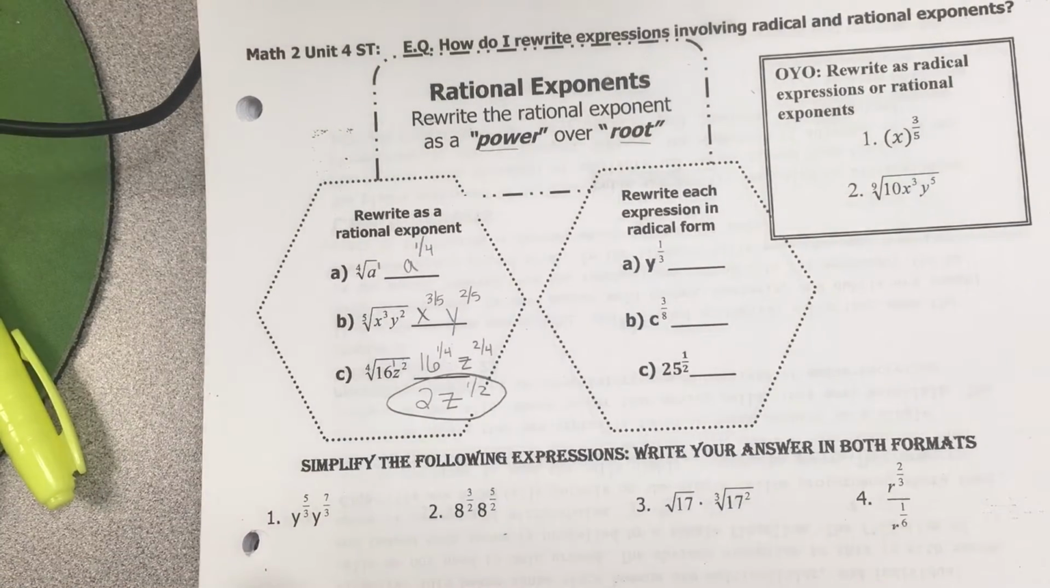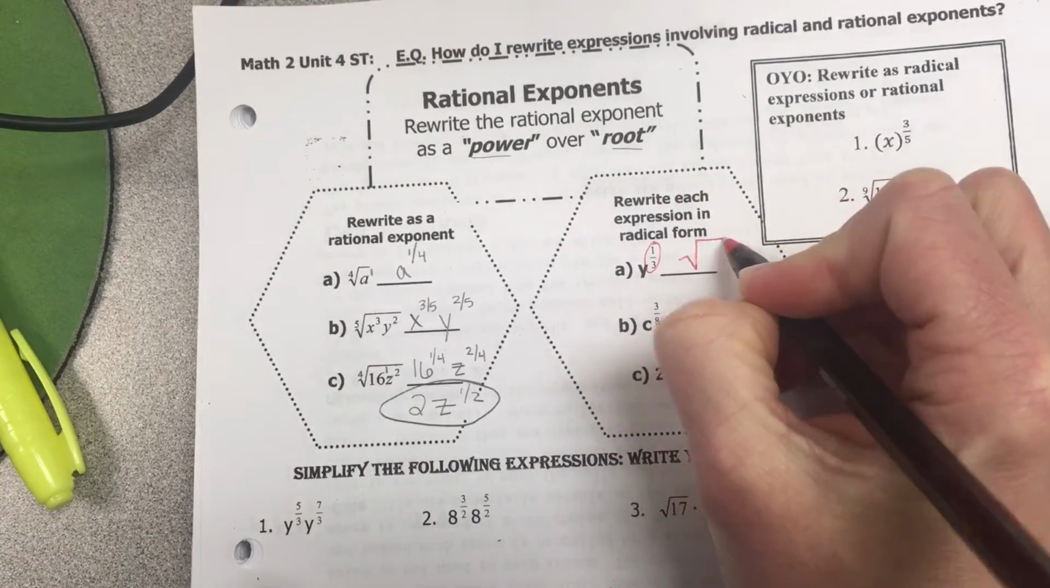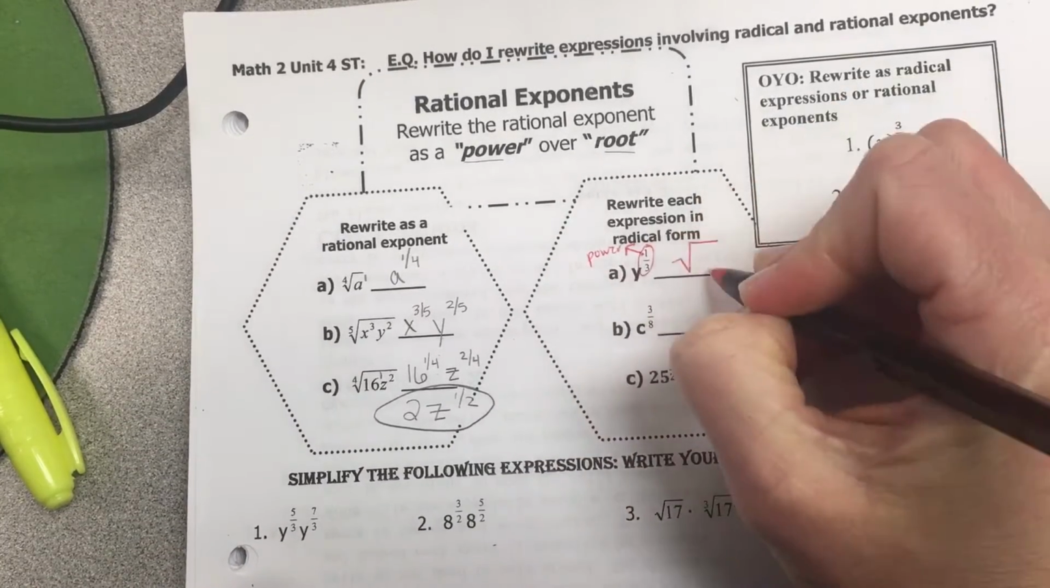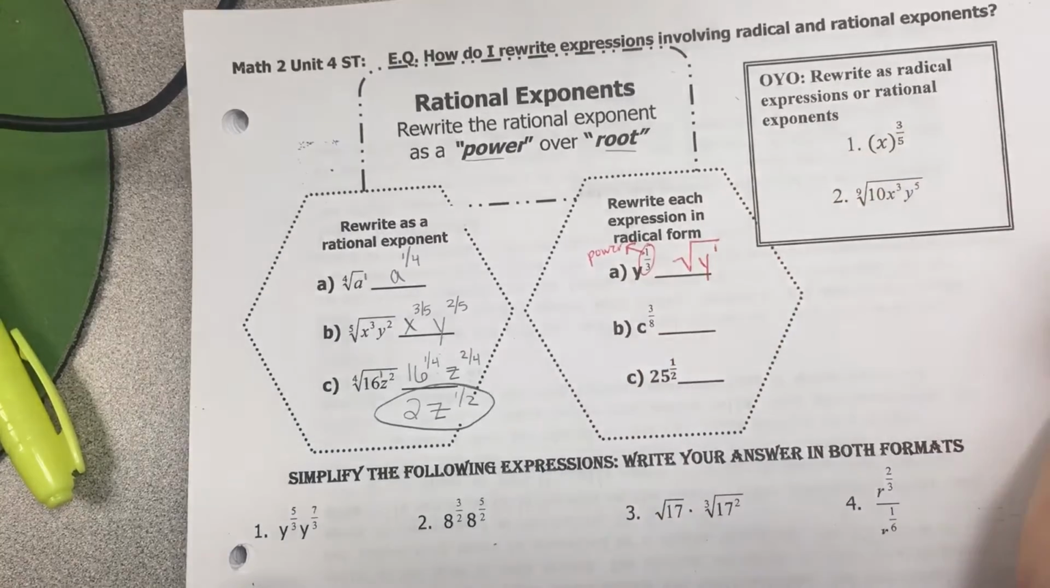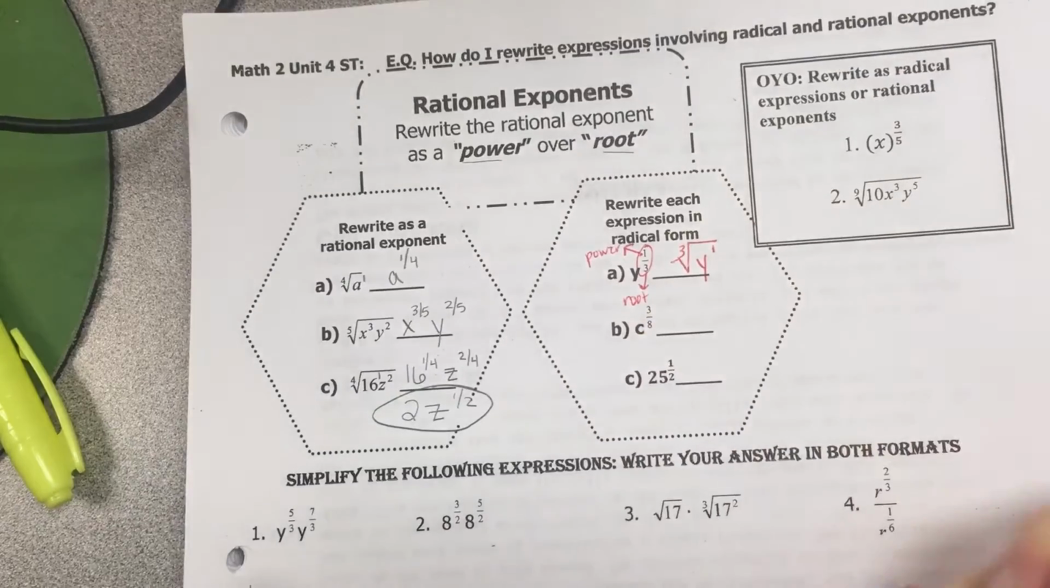All right, now let's go the opposite way. All right, this time I have y to the 1/3, so I'm going to change that into a root. So 1 is your power, so it's going to be y to the first. Remember, you don't have to write that 1. And 3 is your root, so the 3 goes on the outside.